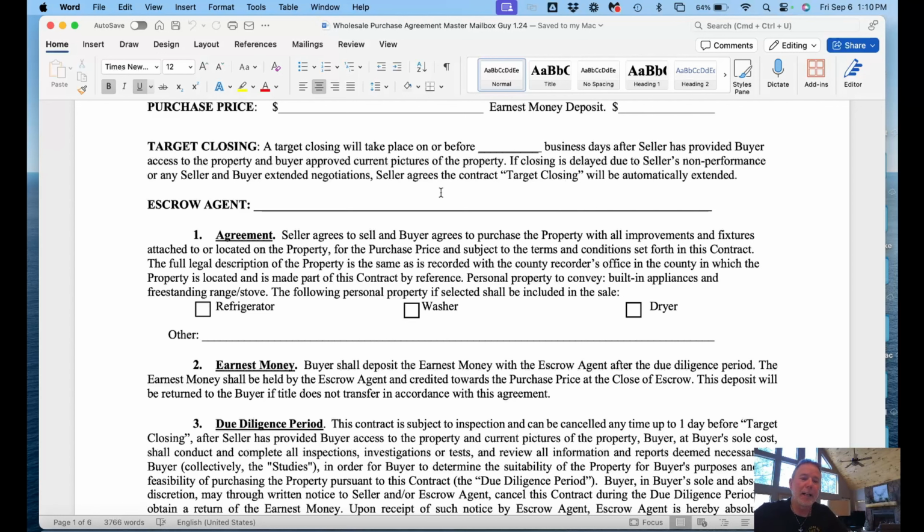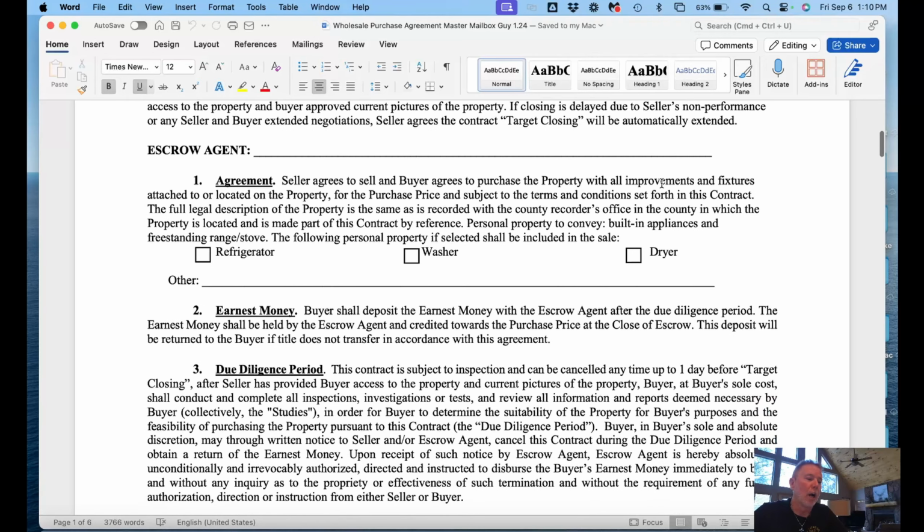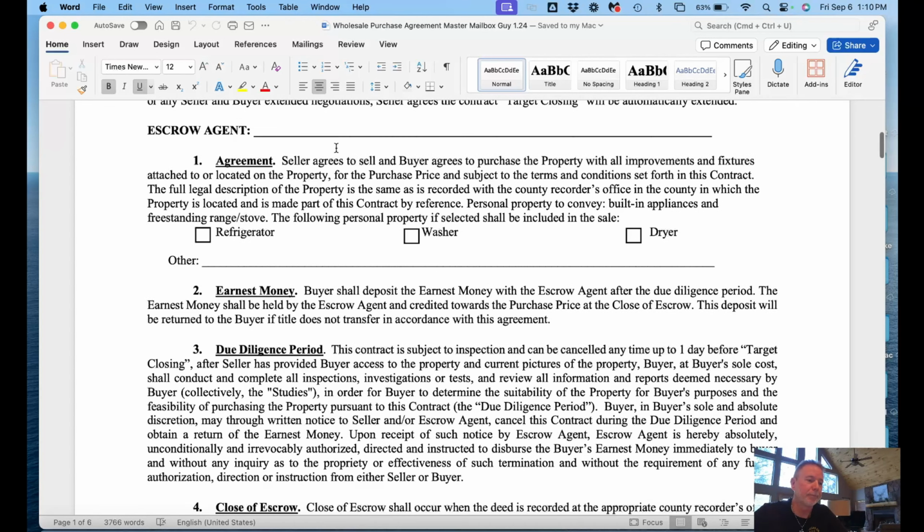In here, it automatically says this contract will extend automatically if none of this is being done on time. Escrow agent: usually we put "to be determined," because we're not sure which escrow company we're going to go with, but I highly suggest you only use your own escrow company. Never use the seller's. Sometimes the seller's escrow company can blow it up if they don't understand what you are doing, especially with wholesale assignments.